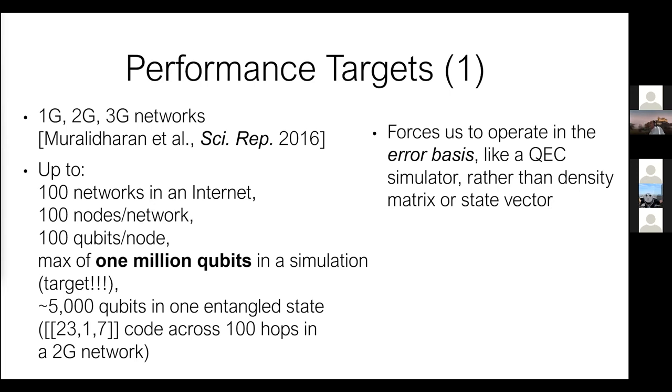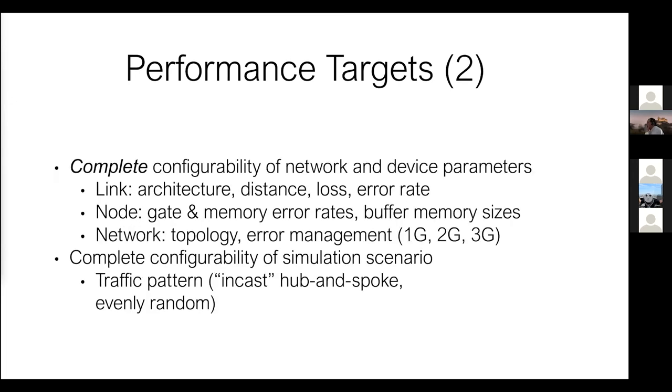And of course, we will need to have the quantum error correction mechanism also implemented. The idea is also to have fully complete configurability in the network. So you will be allowed to change the architecture, distance, loss, and error rates on a given link. And in each node, in order to perform the logical quantum gate operations, you will have the ability to configure the quantum gates and the memories that are used to store and send the qubits, the memory sizes, and of course you will also be able to change the topology and handle the error management through the three generations of the quantum repeaters. There is also a goal to change the traffic scenarios, to use different patterns to test different approaches.